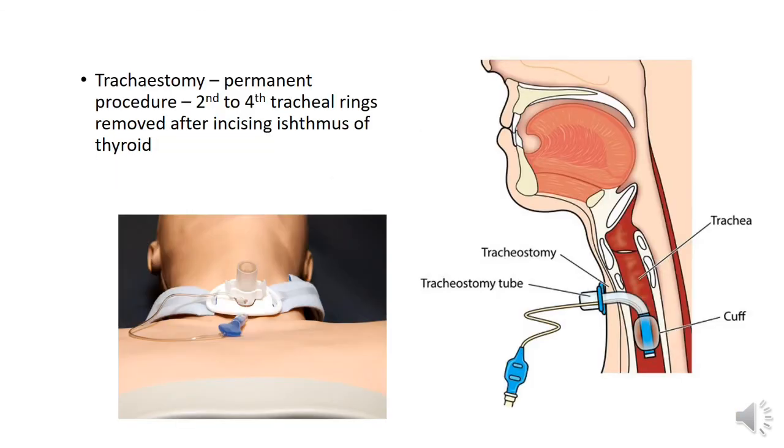There is another thing called the tracheostomy, which is a kind of permanent restoration of the airway when the airway is permanently blocked due to some growth or some other condition. The treatment instituted is tracheostomy, which is a permanent procedure to restore the airway and which involves removal of the second to fourth tracheal rings after incising the isthmus of thyroid gland and passing a tracheostomy tube into the airway. The procedure is called tracheostomy.